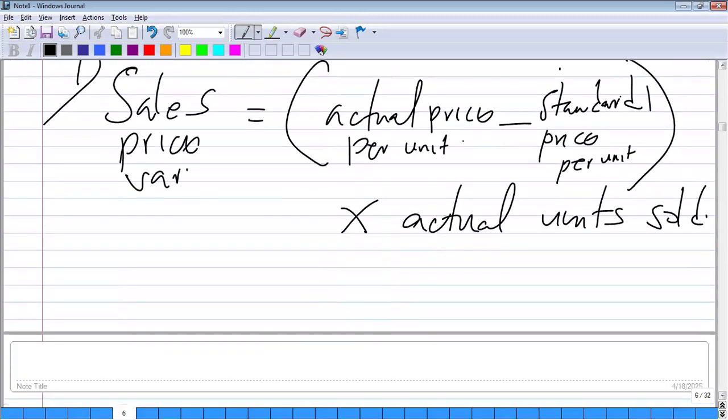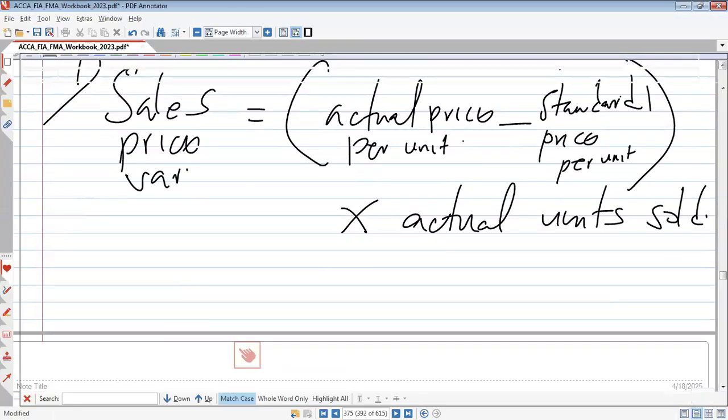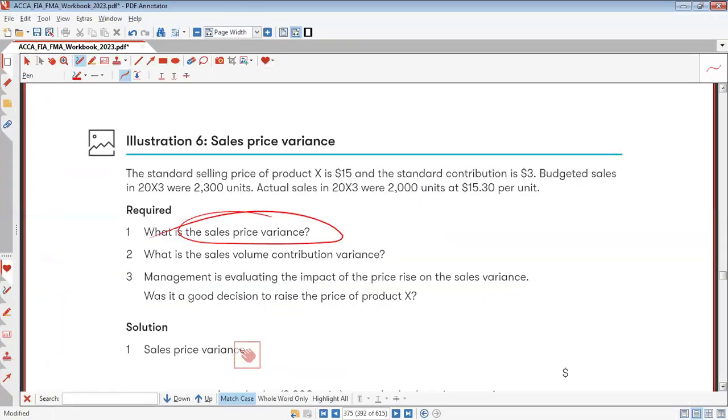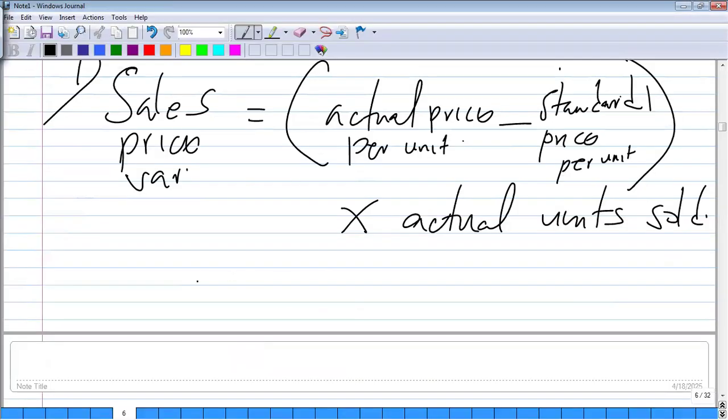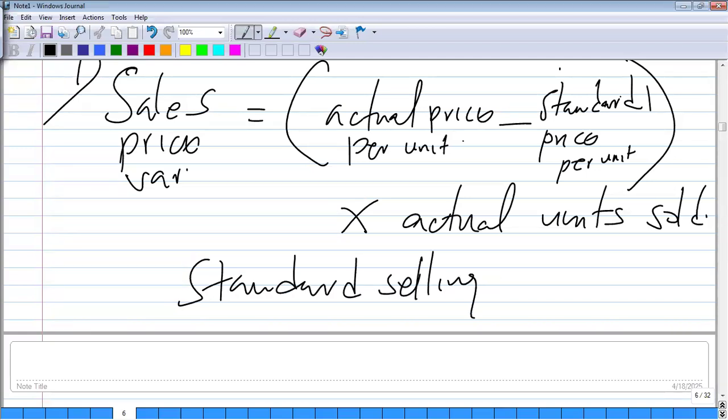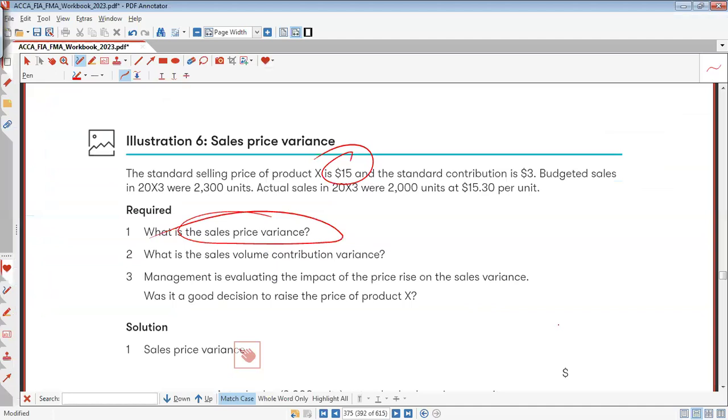Okay, so let's now go back to the question and deduce the information. They say the standard selling price of product X is $15. So this is the standard selling price. And the standard contribution is 3. Now, if they have said the standard contribution is 3, they have already sent you a message that they are using marginal costing.